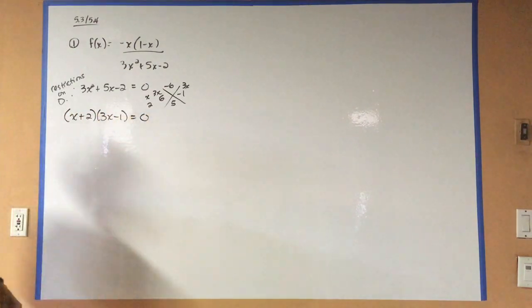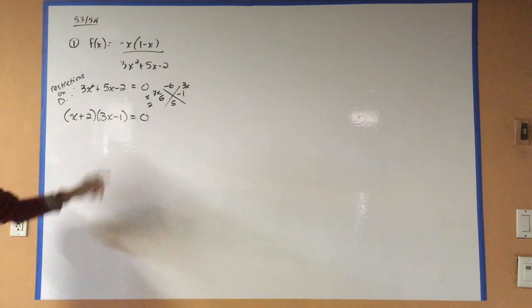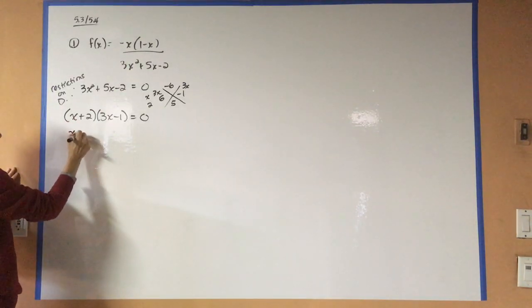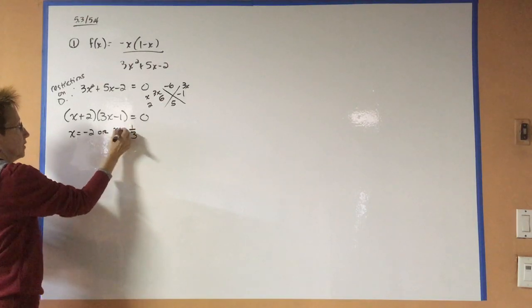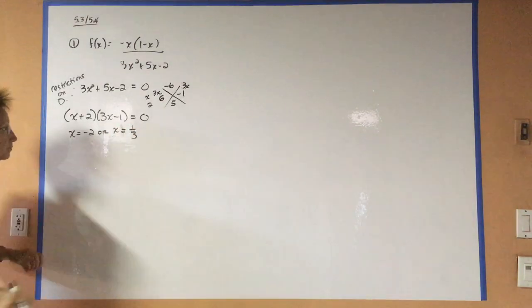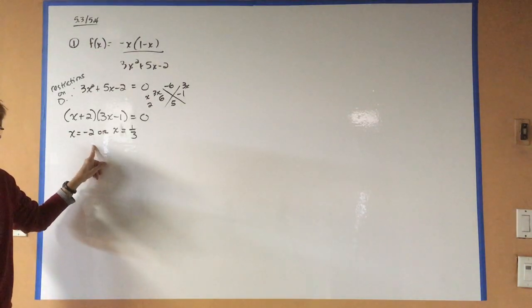And again, you can always FOIL it out and make sure that it works, which it does. So I solve this, I get either x is equal to -2 or I get x is equal to positive 1/3, which means that these are the issues for the denominator being 0.